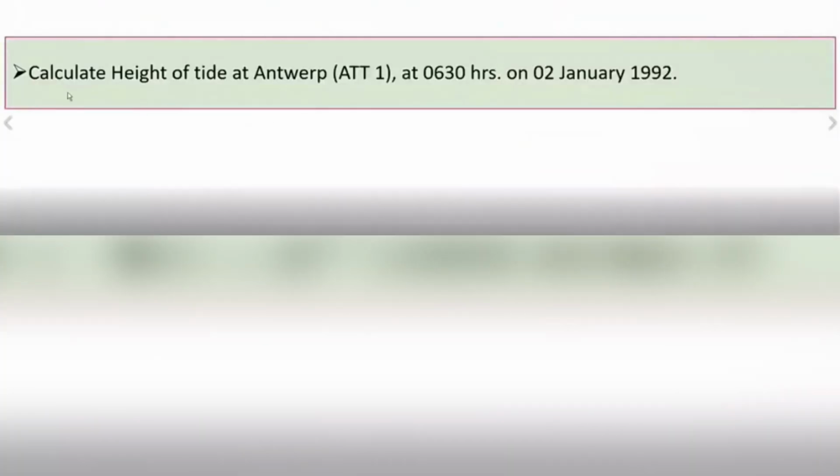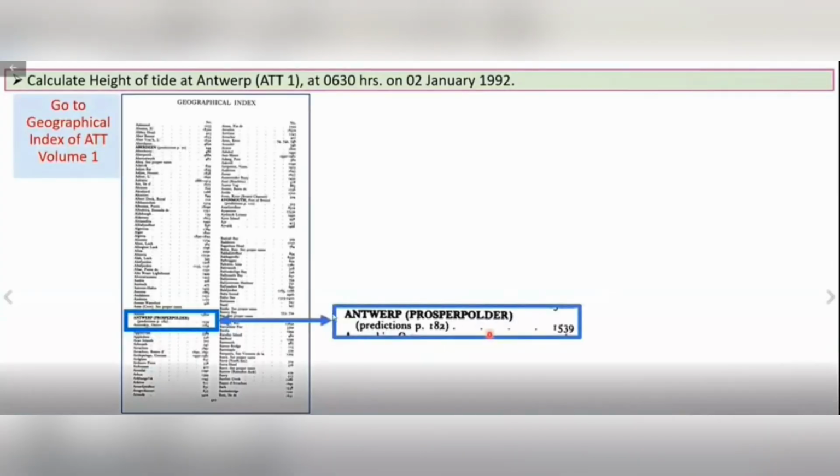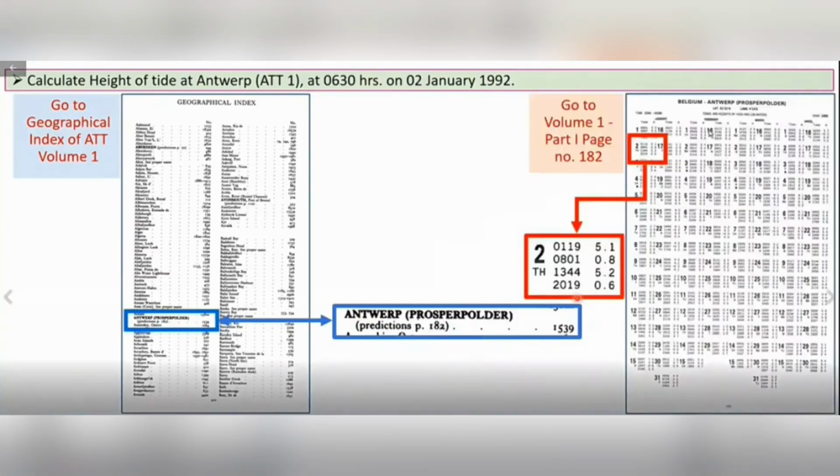Then we did this particular question, beta. This was the question which we did last time. Height of tide at Antwerp at 0630 hours on 2nd January 1992. So what we did was we first went into the geographical index, found out the page number where this port is. So that is page number 182. Then we went to this 182 page number. From there we obtained 2nd January 1992, the times as well as the heights.